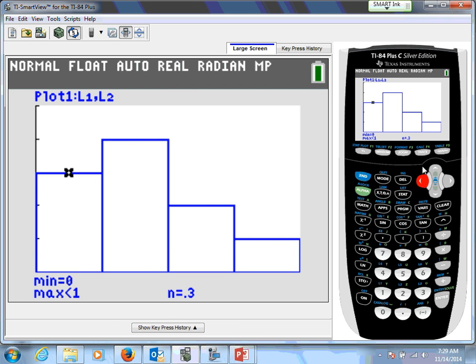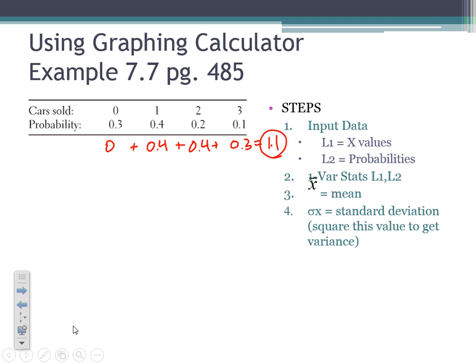So we talked about probability histograms yesterday, but since we have our graphing calculator pulled up today, I thought it'd be a good thing for us to show you. All right, so that is how we find the mean and variance in a discrete random probability.